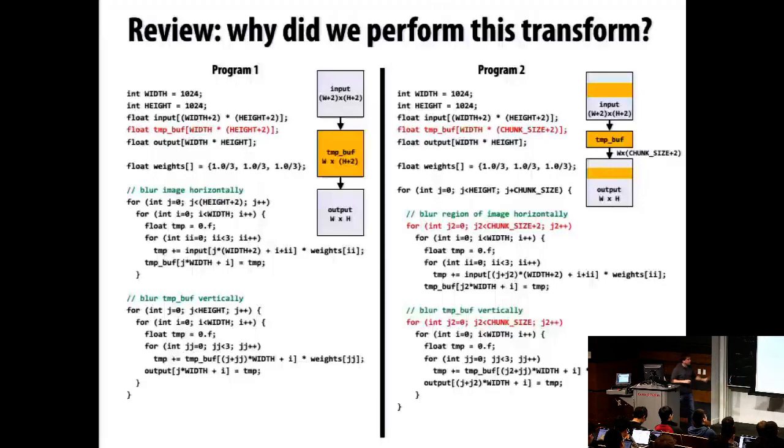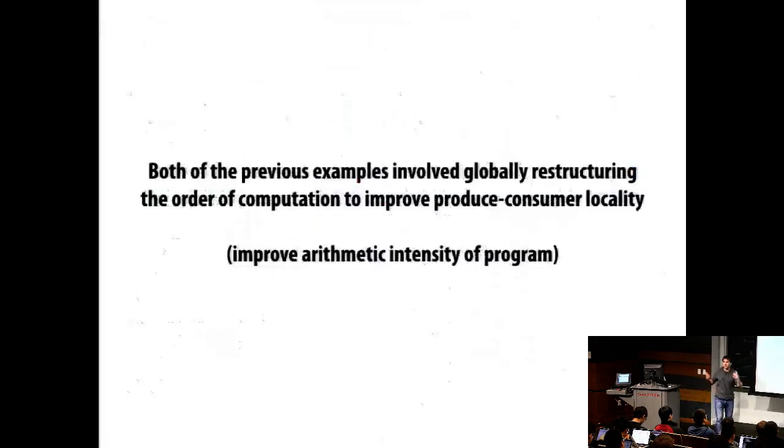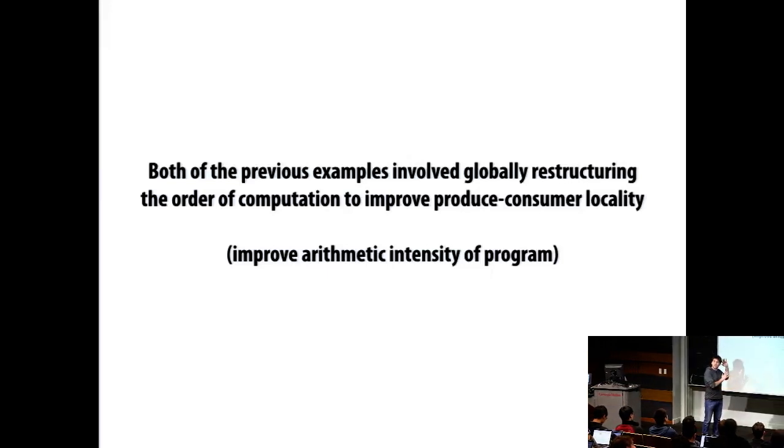Okay, so these were 2 good examples of globally restructuring our code, reordering the operations, not changing the operations at all, but just reordering them to improve the arithmetic intensity and improve performance. So this is something I want you to think about for the rest of this lecture. Okay, so these examples that we've done throughout class are going to be front and center throughout this lecture.